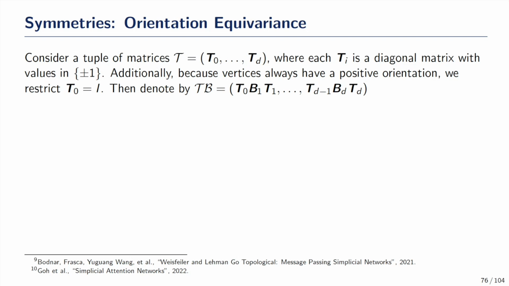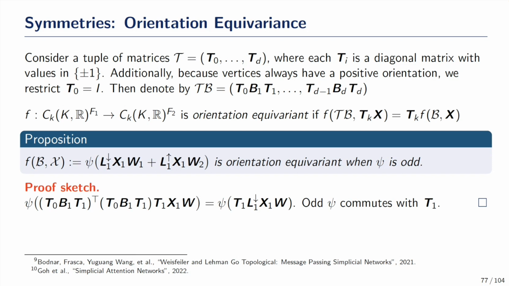But for the others, they could be whatever respects the structure. And then again, we can express this transformation by multiplying each boundary matrix by the correct matrix from the left and the right. So T0 would be identity all the time, for instance, but T1 flips the sign of the columns of B1 and so on. And again, we can define orientation equivariance as before, we just replace the permutation matrices by these sign flipping matrices. We can prove that when the nonlinearity is odd, which we already noticed, that's sufficient for these convolutions to be orientation equivariant.